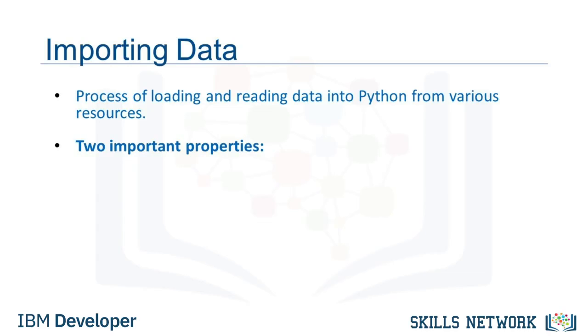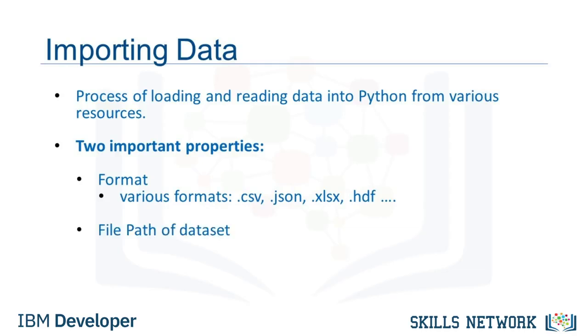To read any data using Python's Pandas package, there are two important factors to consider: format and file path. Format is the way data is encoded. We can usually tell different encoding schemes by looking at the ending of the file name. Some common encodings are CSV, JSON, XLSX, HDF, and so forth. The path tells us where the data is stored. Usually it is stored either on the computer we are using or online on the internet.